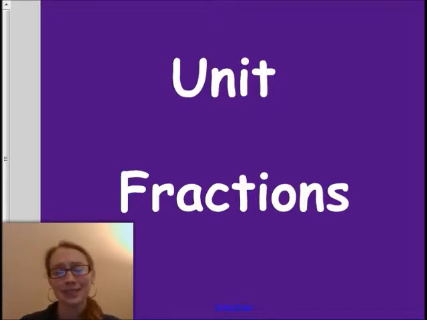So we worked on some fractions this week and we had a really hard time with some of it. So I've got some stuff that's maybe going to help us clear it up and understand it a little more.